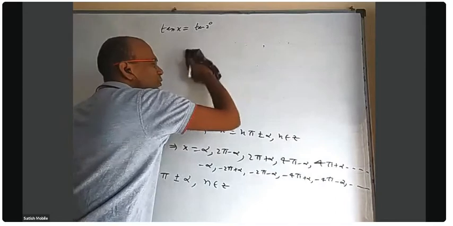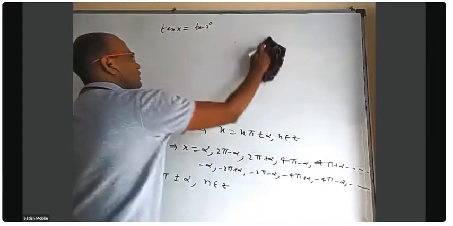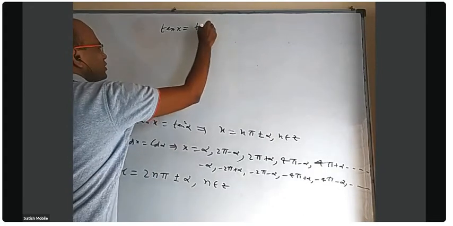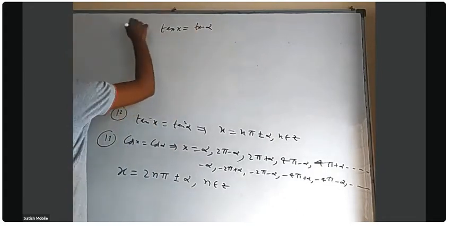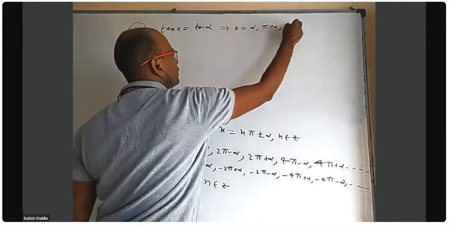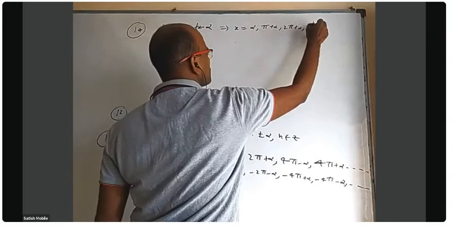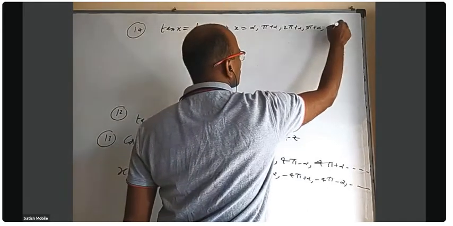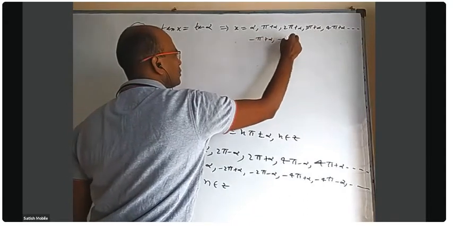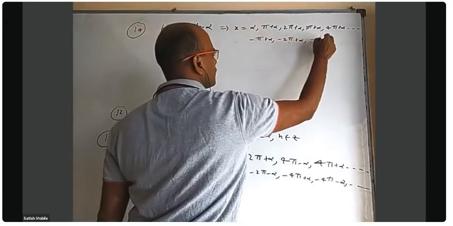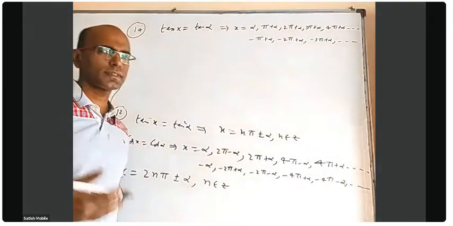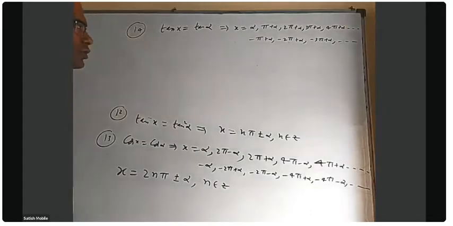Okay, so mainly tan is positive in first and third quadrant. So that makes it the easier way to write. When I take tan x equal to tan alpha, I'll be getting x is equal to alpha, pi plus alpha, 2 pi plus alpha, 3 pi plus alpha, 4 pi plus alpha, so on, minus pi plus alpha, minus 2 pi plus alpha, minus 3 pi plus alpha, so on. You can keep on adding 180 or keep on subtracting 180 degrees to get different solutions.